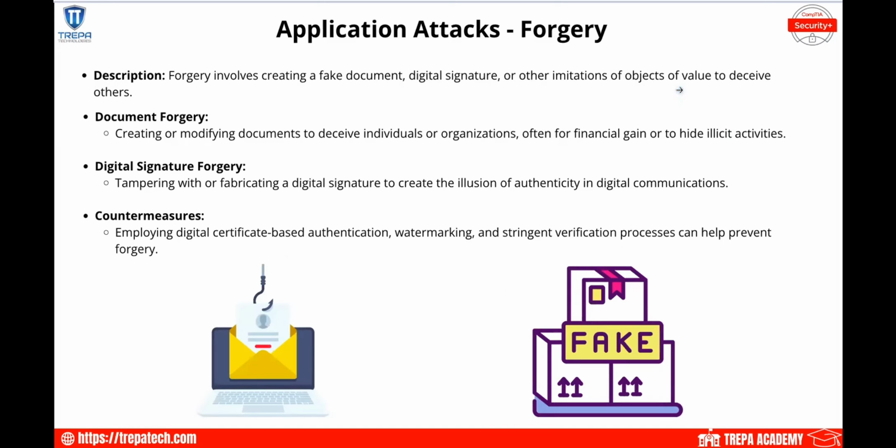Forgery. So an application attack or a forgery attack involves creating a fake document, digital signature, or other imitation of objects of value to deceive others. So we have document forgery. So this is creating or modifying documents to deceive individuals or organizations. We have digital signature. So this is where we can tamper with or fabricate a digital signature to make it look authentic, kind of bypassing our non-repudiation protections, right?